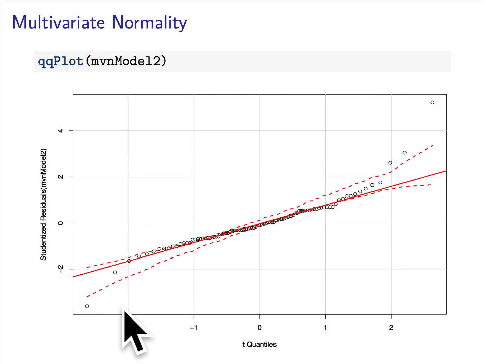When we look at our other model, we see that there is a pretty good deviation with it coming down here and up there. That shows us the extra fatness of the tails, that they're too spread out. The variance is too high.